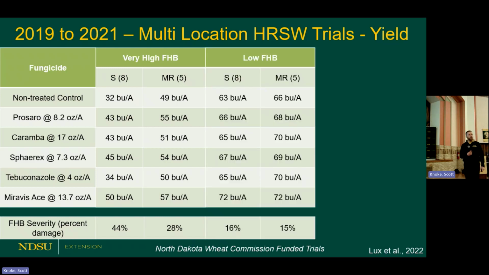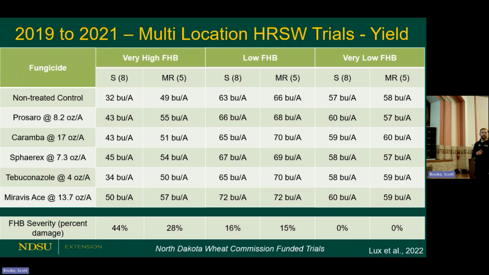Okay. What about a low environment? Maybe something similar to what we saw in 2022, maybe not so much 2023. Same varieties, different disease level. The yield response is a little bit less, but still significant. Still protecting, still getting yield. What about in a very low environment? Basically what I described last year.